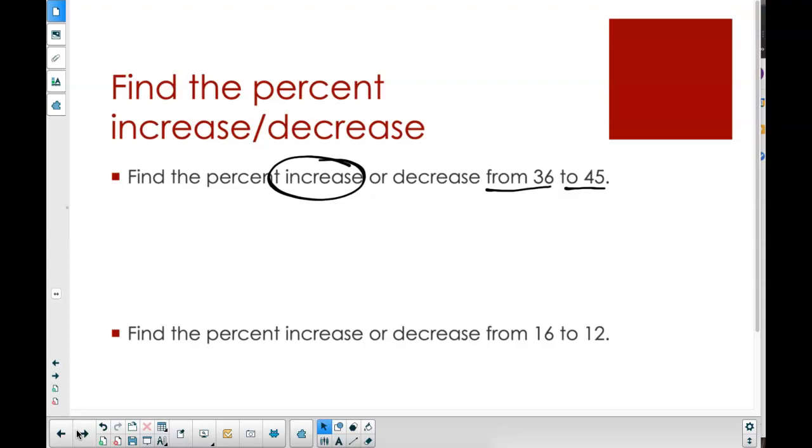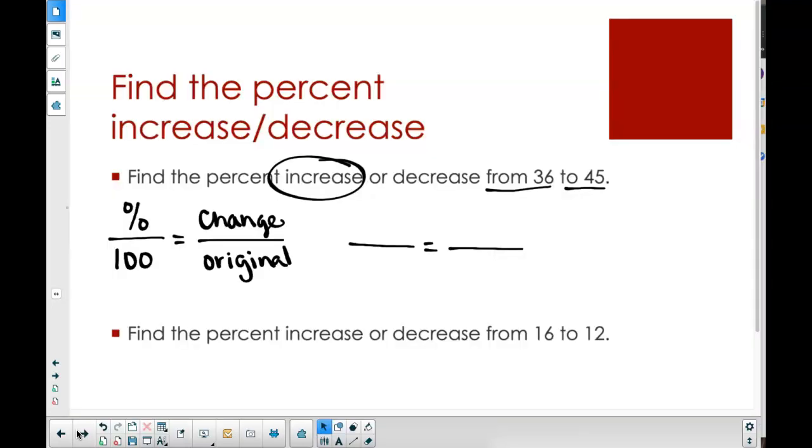Okay, now we have to set up the proportion. And it looks like this. It's percent over 100, change over original. Okay, so write that down. Percent over 100. We're on page 11 of your packet, I believe. Yes, page 11. Percent over 100, change over original. Do I know the percent? No. Okay, so we're going to put X over 100.